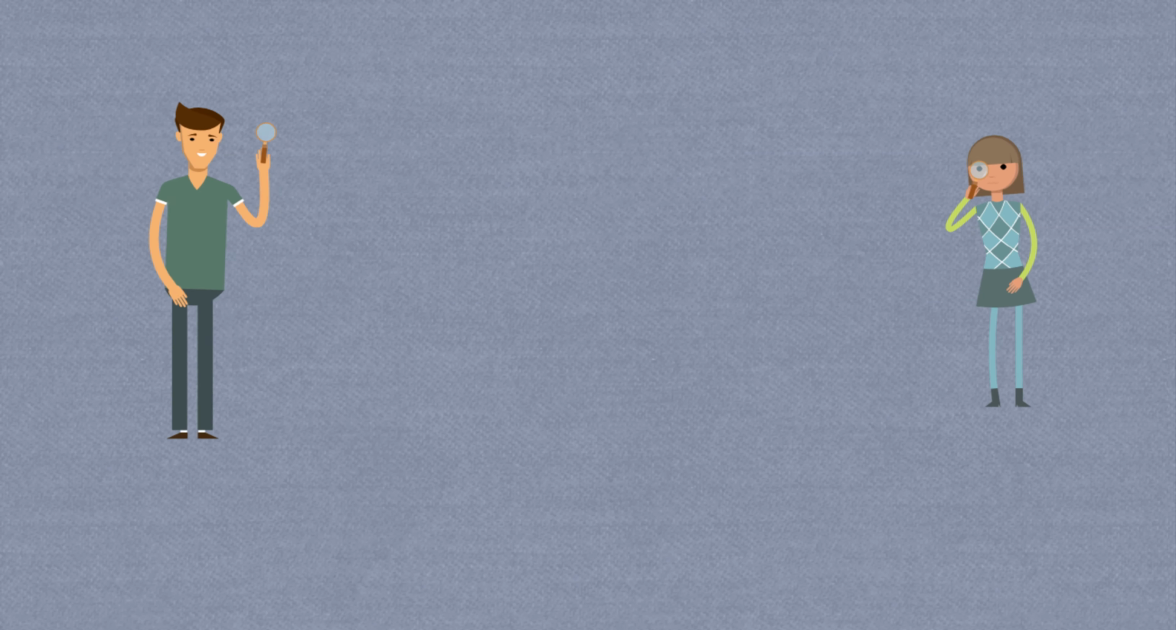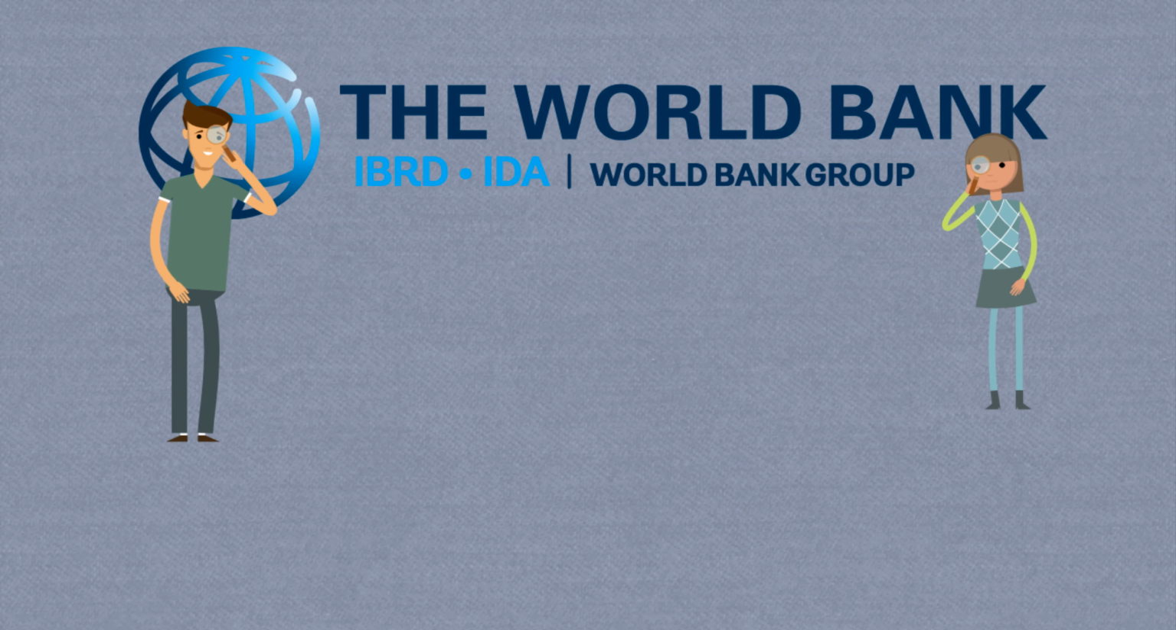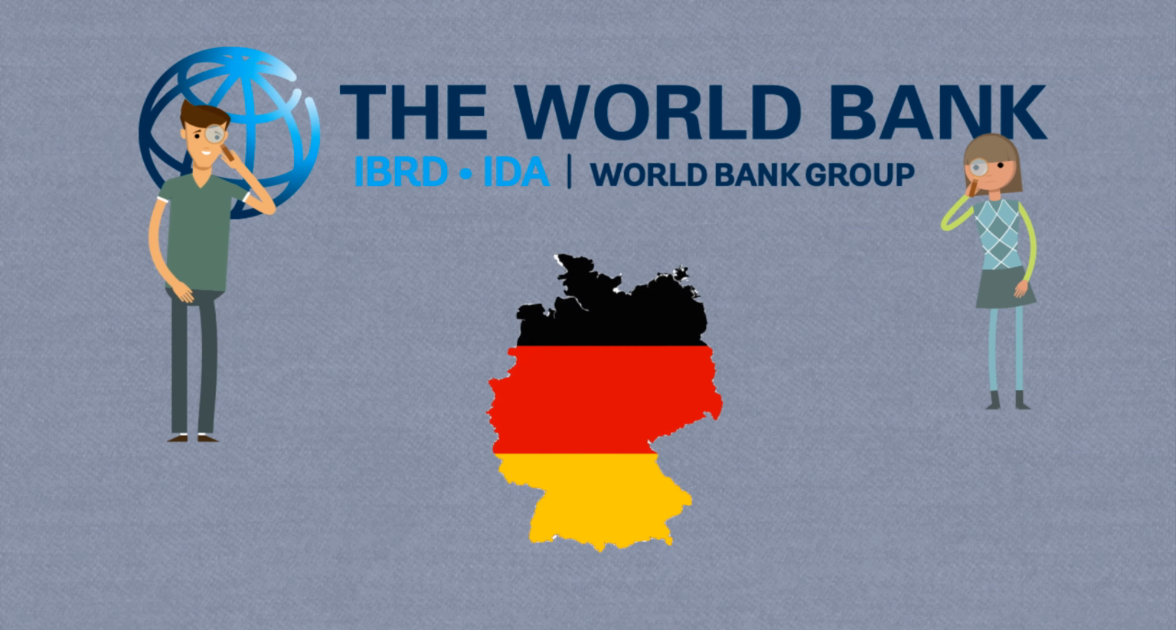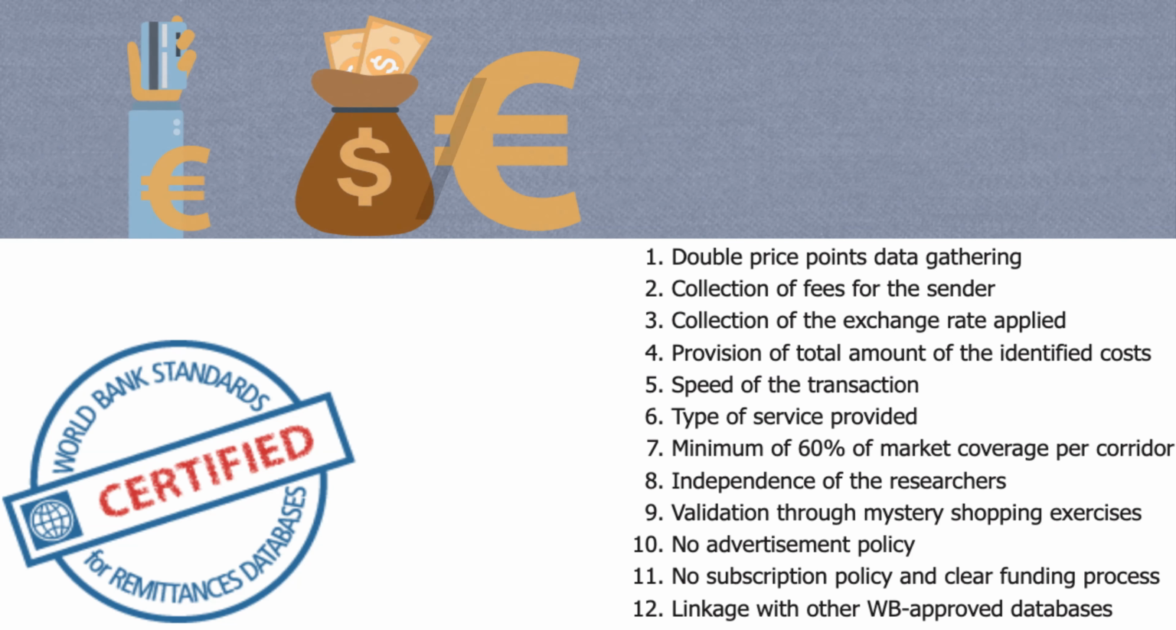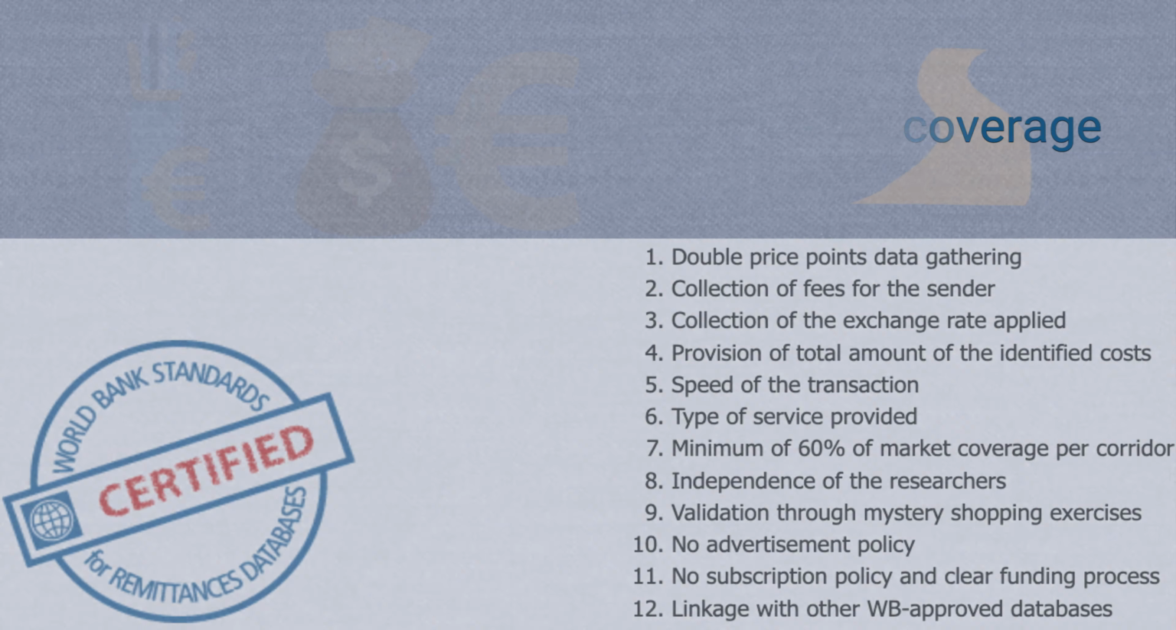In addition to its own database, the World Bank also certifies national remittance cost comparison databases. The bank has 12 minimum requirements to certify a national database. Some of the most important are that the sender fees and exchange rates are included for the transfer providers. Also, along each remittance corridor in a dataset, at least 60% of the service provider market must be covered.